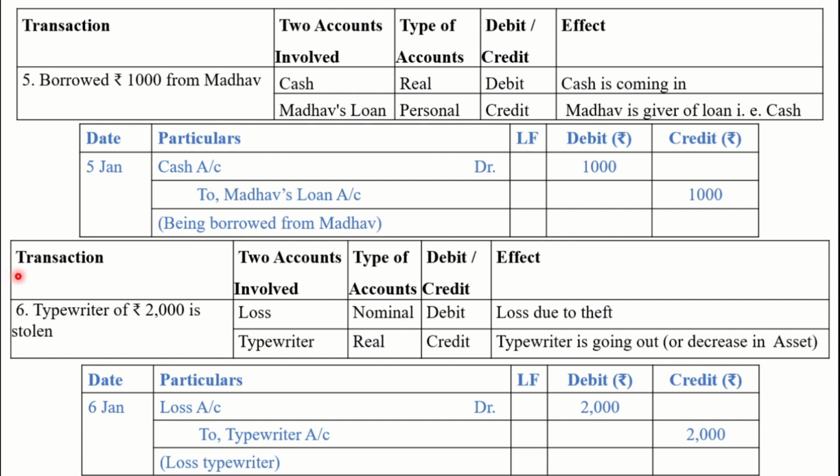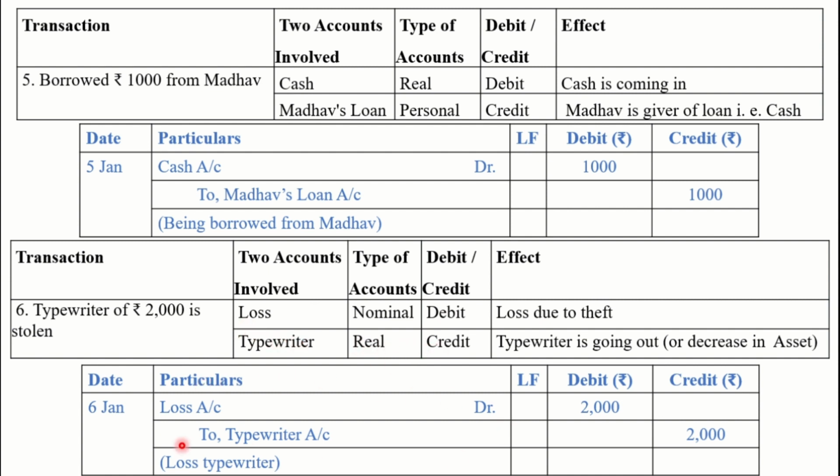6th transaction. Typewriter of rupees 2000 is stolen. Which two accounts are involved? Loss. As stolen means that is loss. Loss account and typewriter. Loss is a nominal account and the rule of nominal account is debit all expenses and losses. That's why loss account is debited. Typewriter is a type of real account. Rule of real account is credit what goes out or decrease in assets. That's why typewriter account is credited.